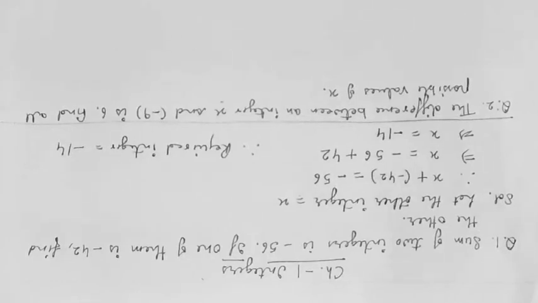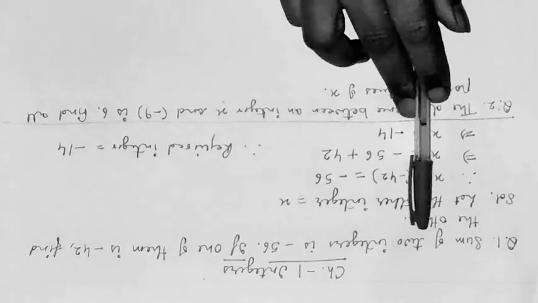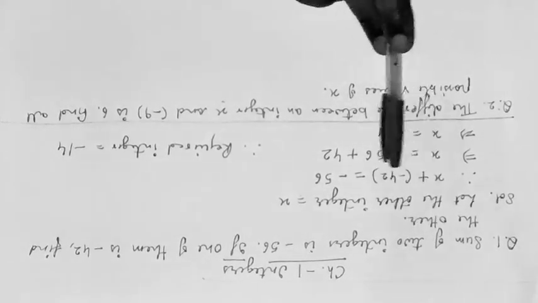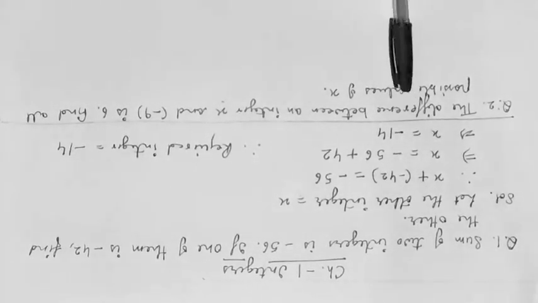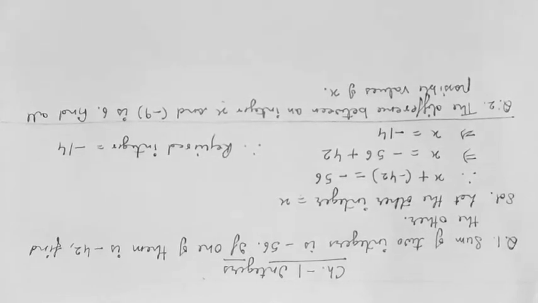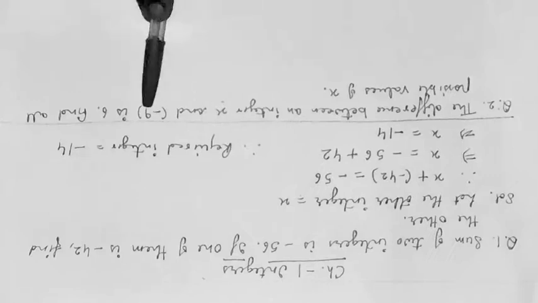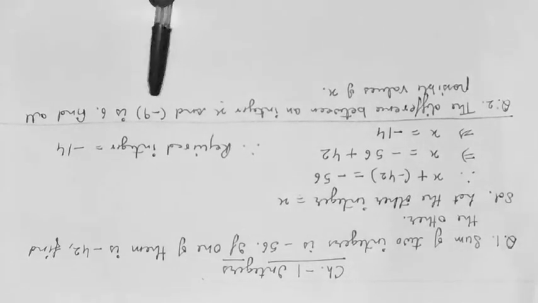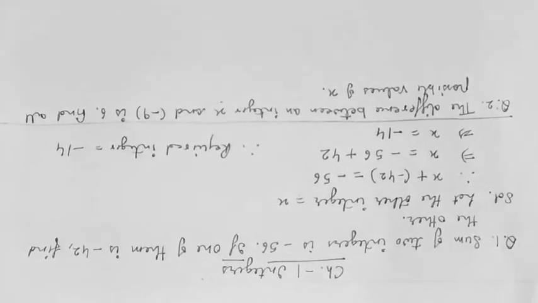Now class, in this question, when the sum is given, there is no problem. We will directly find the sum. When the difference is given, you know that we can subtract only the smaller number from the greater number. But here we have two numbers, x and minus 9. We don't know the value of x. Then how can we say whether x is greater or smaller? So we can assume x as smaller or greater.